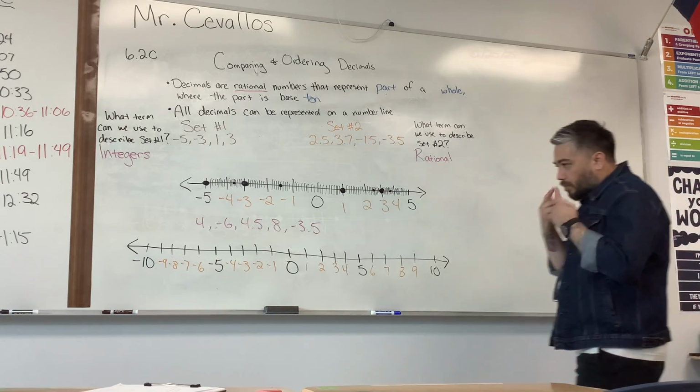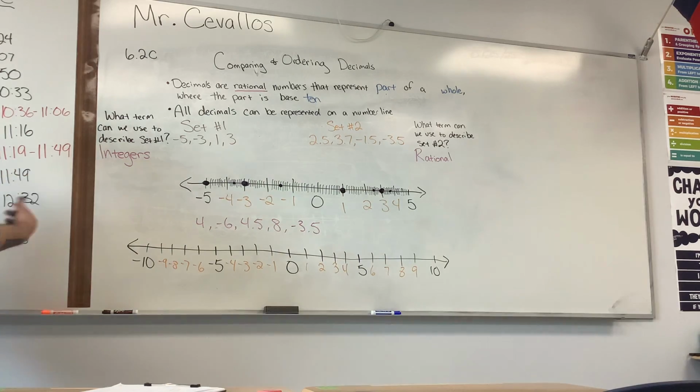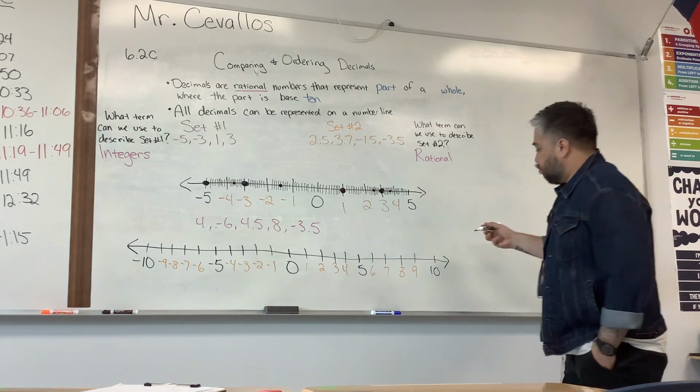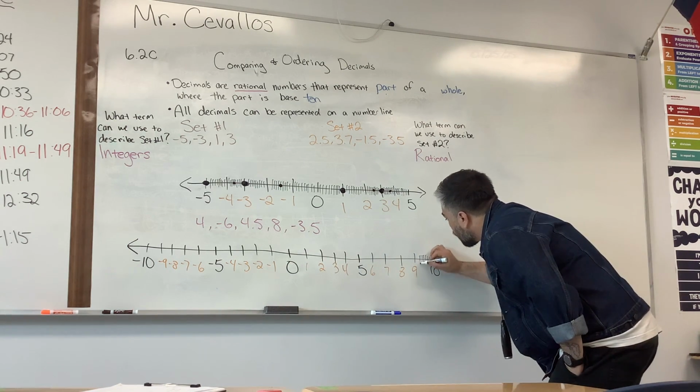Now I gotta add those little whiskers, right? Because I'm breaking these up into tenths, that way I can appropriately accommodate my decimals. Let's do it. 1, 2, 3, 4, 5, 6, 7, 8, 9, 10.